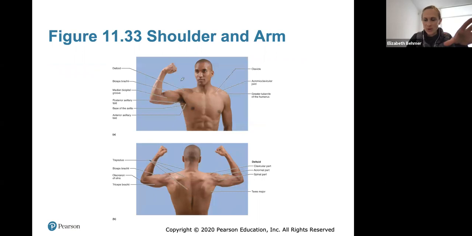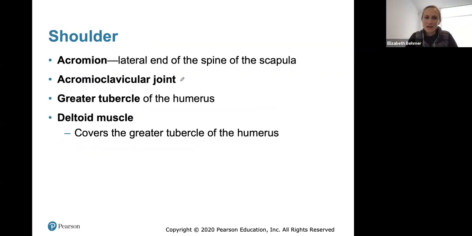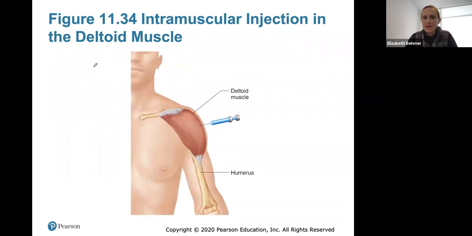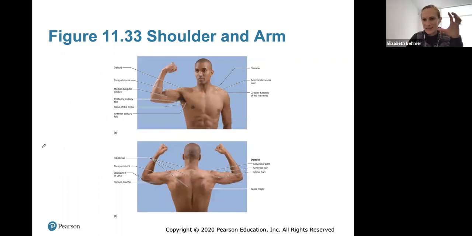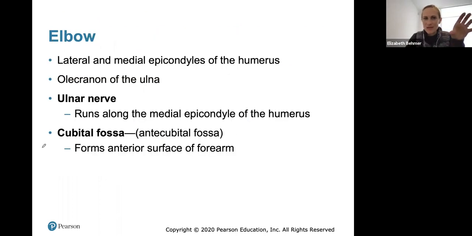And you can see here where you could feel the different muscles on the shoulders and the back. The shoulder itself, the acromion, is what you feel at the tips of your shoulders. This is often where they might give you a shot or an injection if you got the COVID vaccine. The arm, then the humerus, biceps brachii. So different ways to see different surface anatomy.